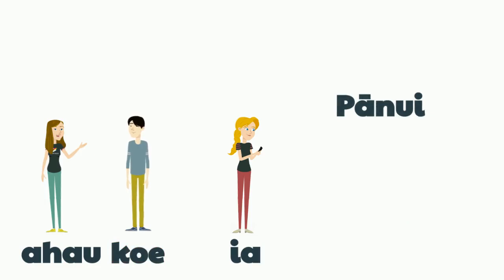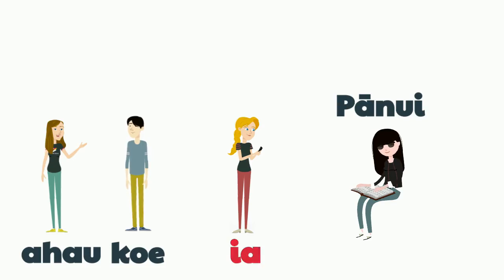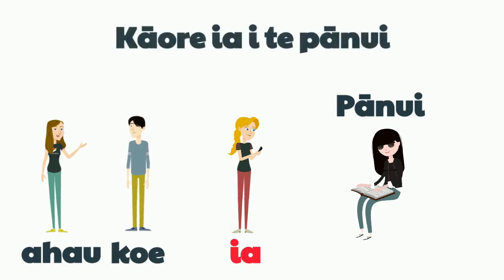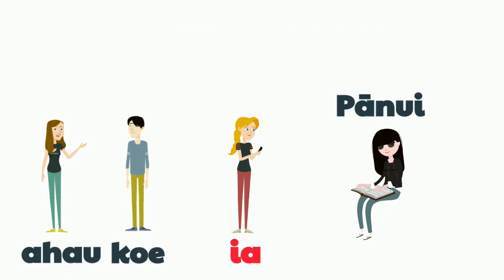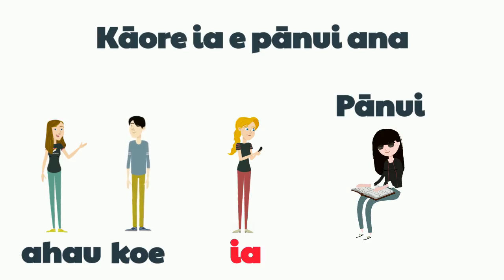Pānui means read. How would you say, he or she is not reading, using i te? Kāore ia i te pānui. And how would you say it using e ana? Kāore ia e pānui ana.